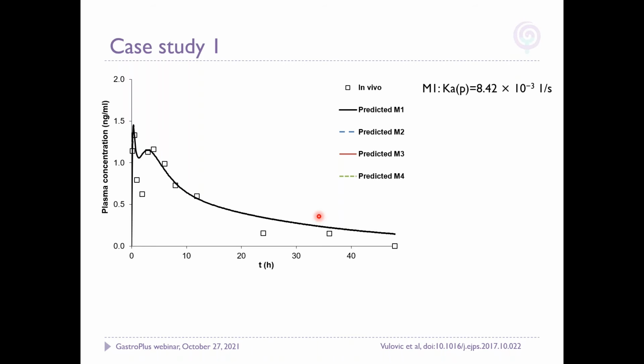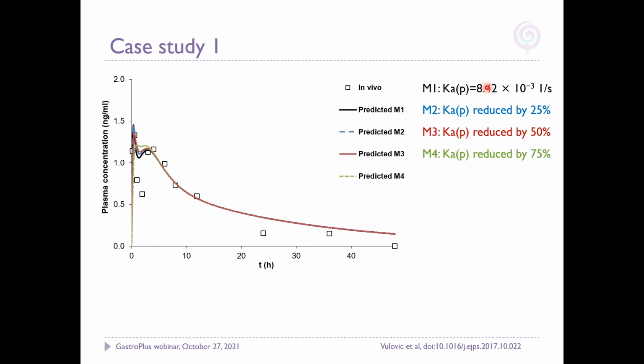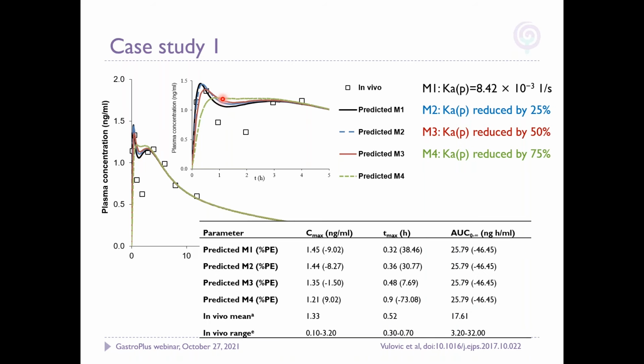So in order to assess the influence of decreased lung absorption rate on the generated Cp-time profiles, we reduced the initial Kap value by 25%, by 50%, and by 75%. The inset here shows the enlarged data at the beginning of the absorption process. According to the results, the reduction in Kap value had no influence on the extent of drug absorption expressed as AUC, but there were noticeable differences in the predicted Cmax and especially Tmax values.